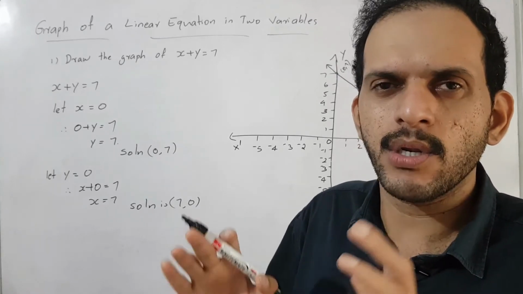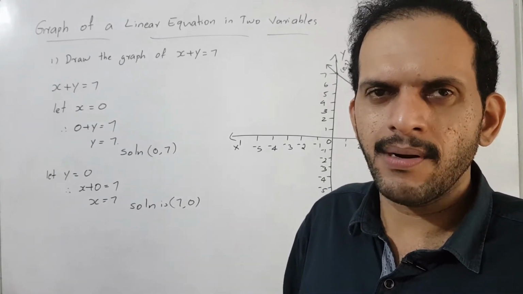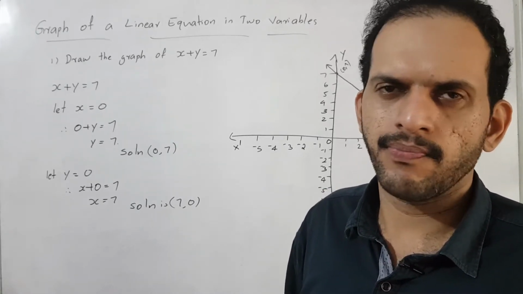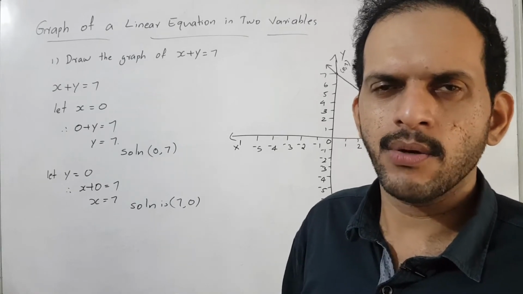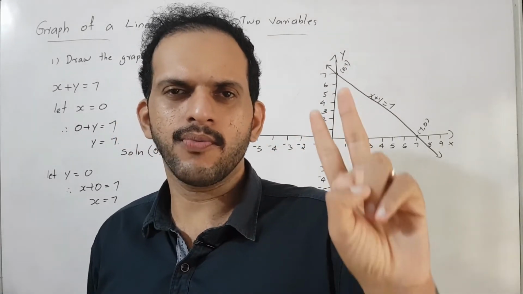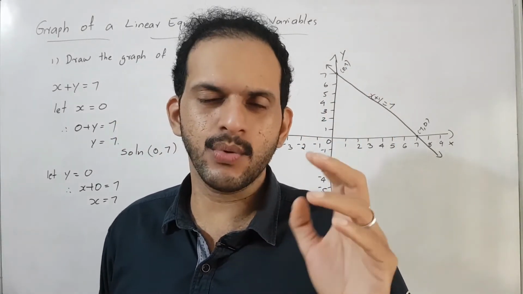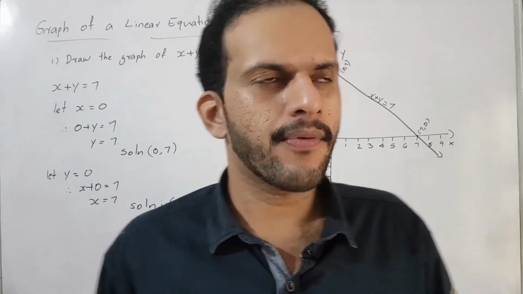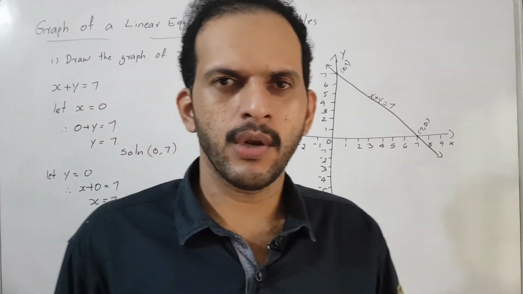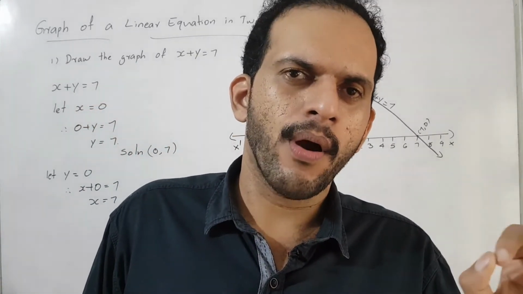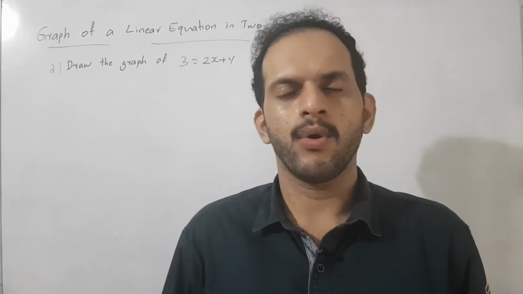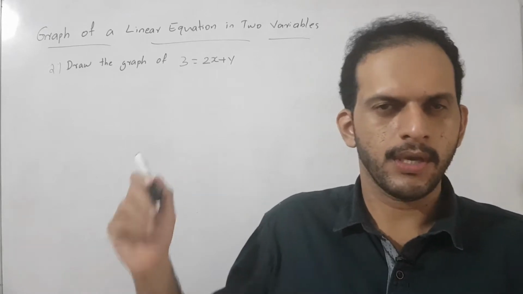Okay, it's not necessary to find the answer like that, but it helps us plot the points easily. Clear? I think you got the idea of how to draw the graph. For that, the first step is to find at least two solutions of the given equation. Then plot the points and draw a line through them. We know how to plot points on the Cartesian plane because we already learned that. Correct? We will now draw the graph of one more equation.